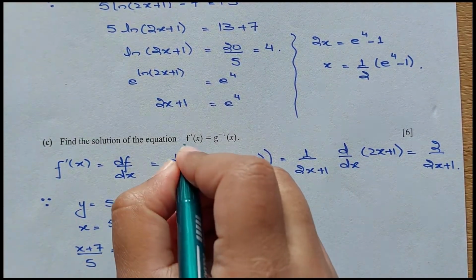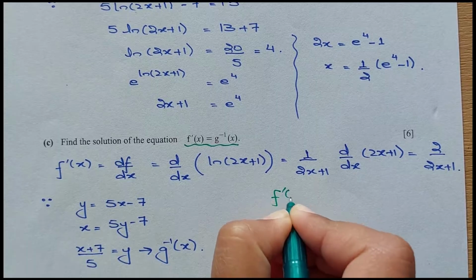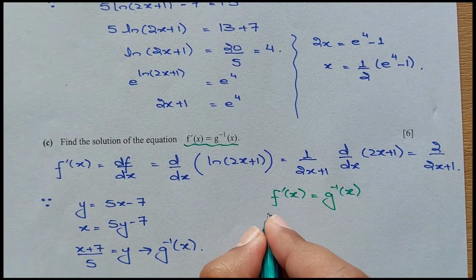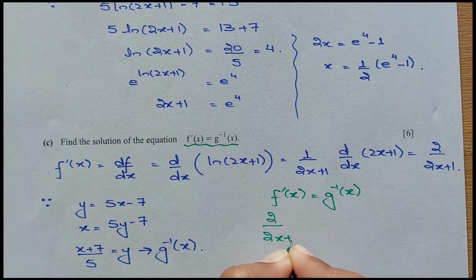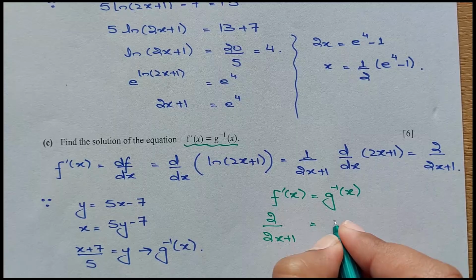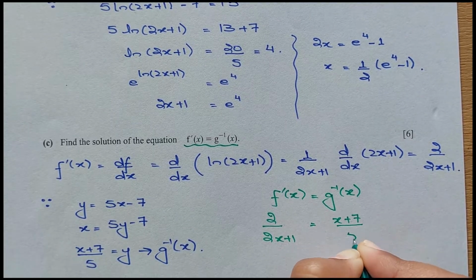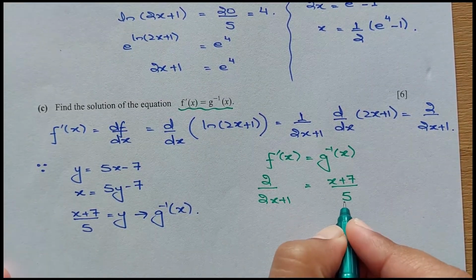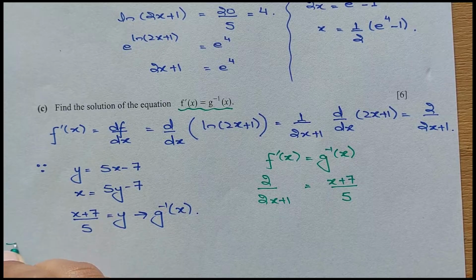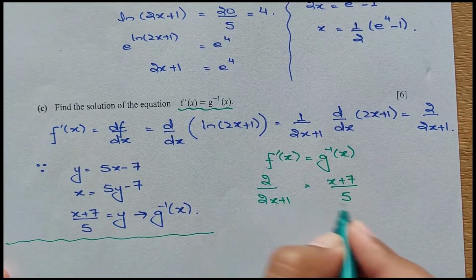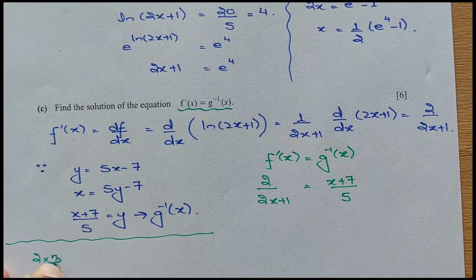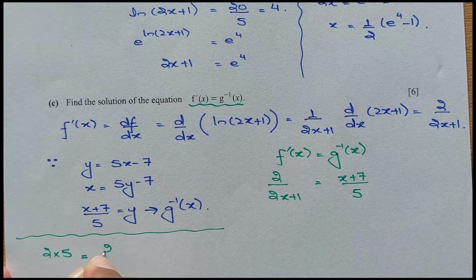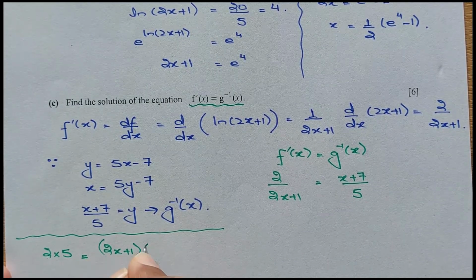Now let me simplify. We need to solve this equation. Now put f prime of x equal to g inverse of x. f prime of x is 2 over 2x plus 1, and put it equal to g inverse of x, that is x plus 7 over 5. Right. Now we need to do a cross multiplication. So, 2 times 5 equals 2x plus 1 times x plus 7.